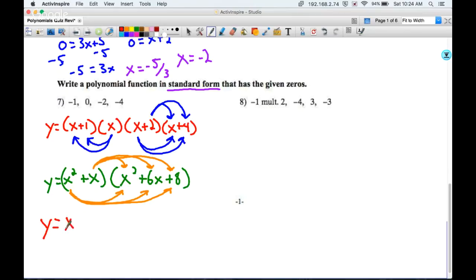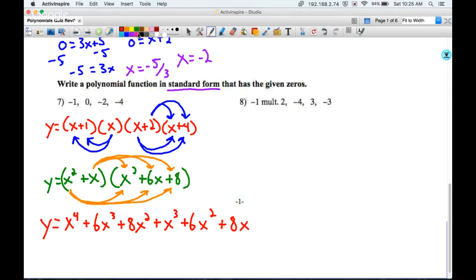y equals x to the fourth plus 6x to the third plus 8x squared. All right, so I multiplied my first term to all three of these. Now I switch to my second term. Plus x to the third plus 6x squared plus 8x.